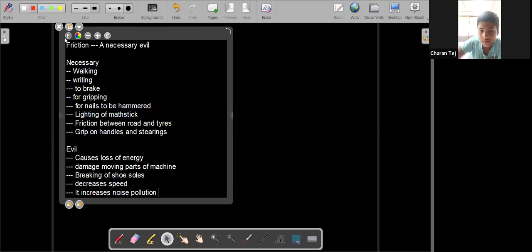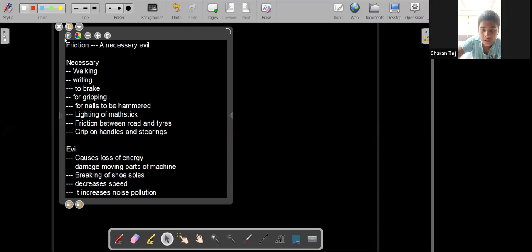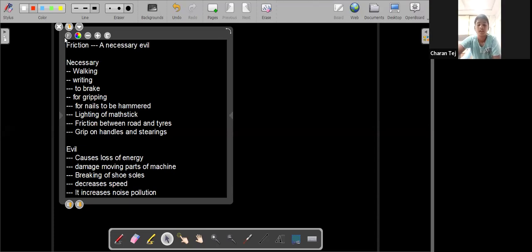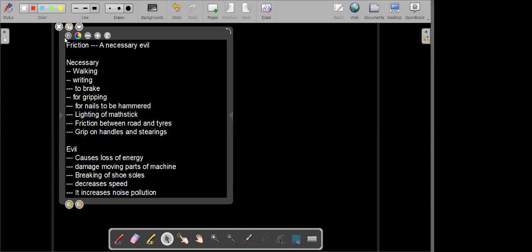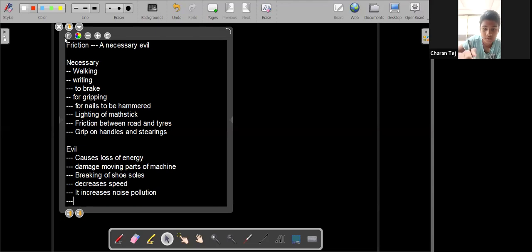Sir, it also increases work. Work, sir. Okay, in what sense? Any examples? Sir, like if the motion of the object is very slow, it means there is an increase in the work. And it also causes fire, sir. Yes, it causes forest fires. So friction also causes forest fires.